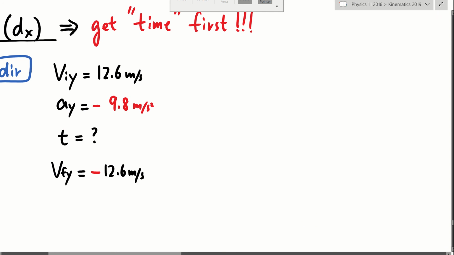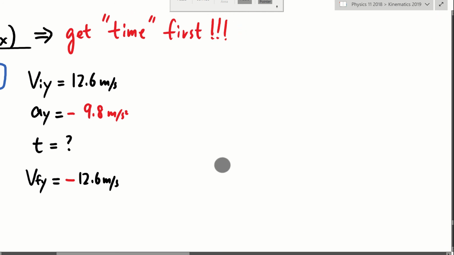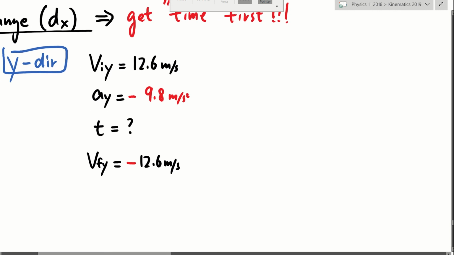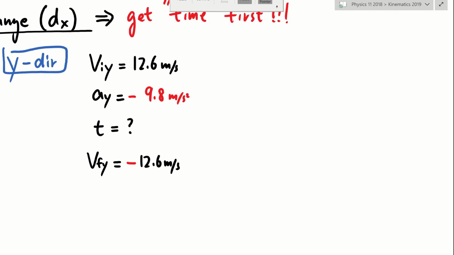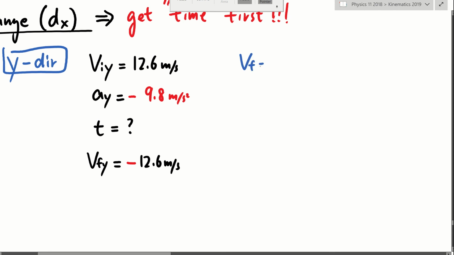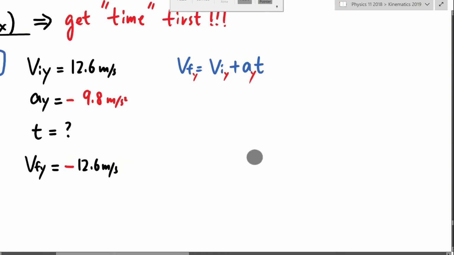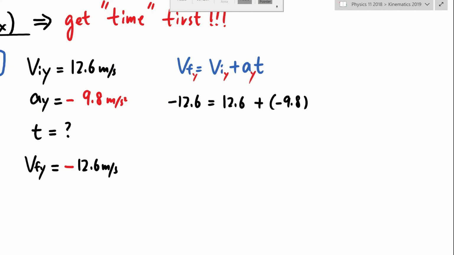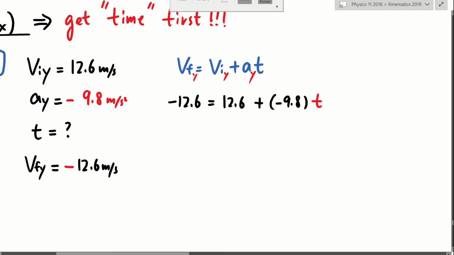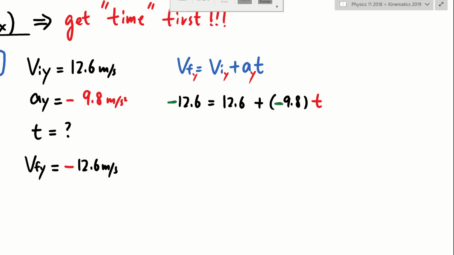There we go. We can get time from this. Super easy. In this case we don't have displacement, so we are going to use the equation with no displacement: V final equals V initial plus at. We just have to make sure that we are getting time. So V final is negative 12.6, V initial is 12.6, acceleration is negative 9.8, and time is the unknown. Now I do have to warn you, there are a lot of negatives going on in here. And what is the first item to go?